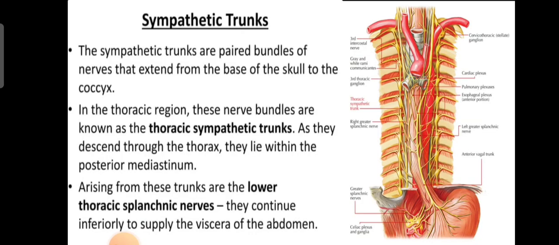Then we have the sympathetic chain over here. We can see the sympathetic trunks, which are paired bundles of nerves extending from the base of the skull to the coccyx, including the thoracic region. These nerve bundles are known as the thoracic sympathetic trunks. These trunks provide the lower thoracic splanchnic nerves, which continue downwards into the abdomen to supply the viscera.